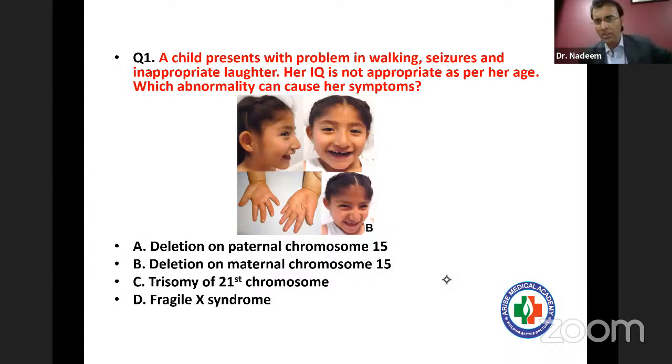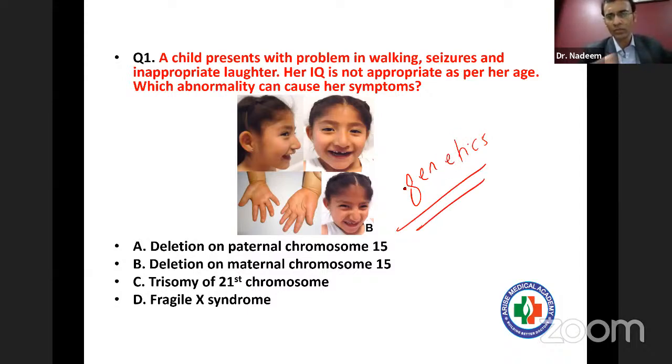So this is a picture-based question, and this is a question of internal medicine. I can say that this is a question of genetics. Do you have any idea what exactly I'm asking you here? Very easy question, I would say. If you can see the picture and understand the symptoms, if you remember all these points, then easily you can solve.